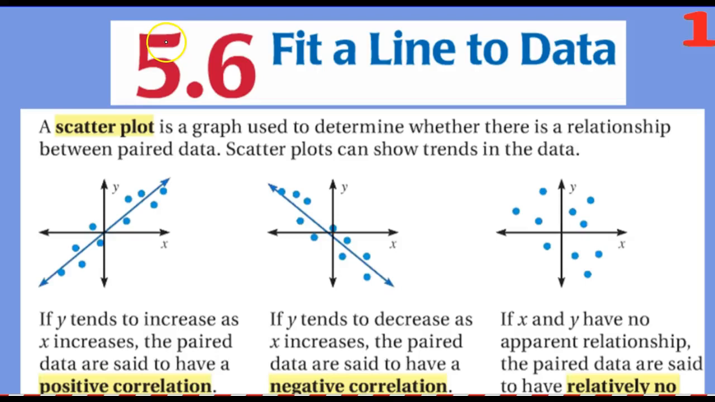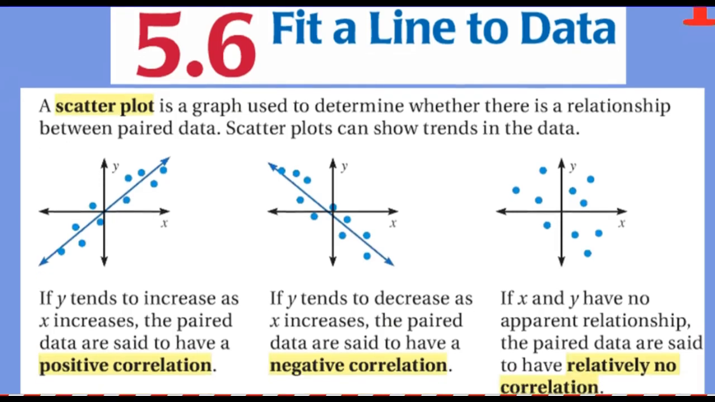Good morning, everyone. Today we're going to be talking about fitting a line to data. Now, this is chapter 5.6. And when we talk about fitting a line to data, we're talking about scatter plots. Now, a scatter plot is a graph used to determine whether there's a relationship between paired data. Scatter plots can show trends in the data.